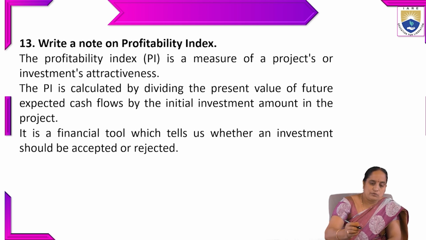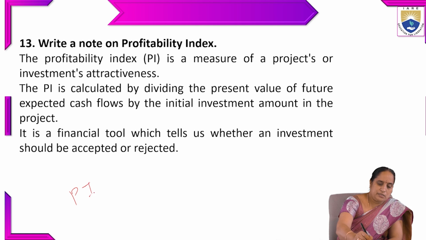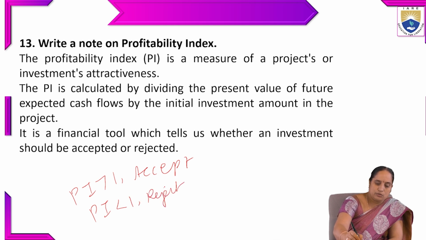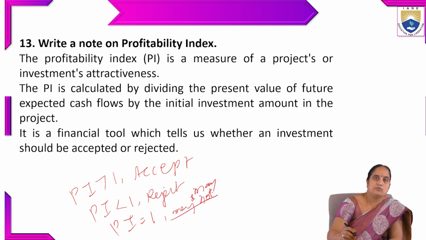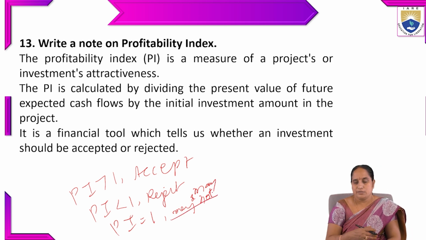The decision rule of PI is: if PI is greater than 1, then accept the proposal. If PI is less than 1, reject. If PI equals 1, may or may not. That decision depends on the decision maker, whether they should go with the particular proposal or not.